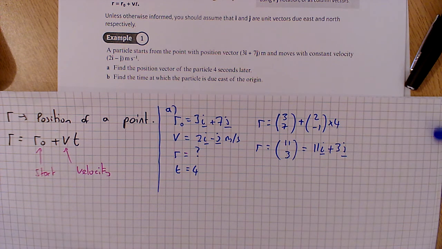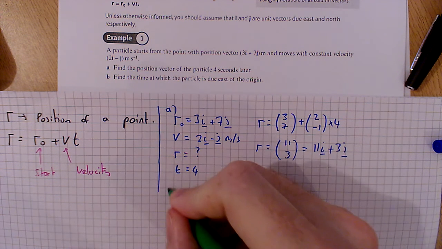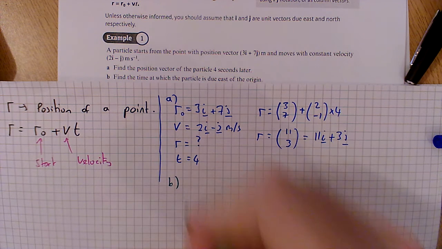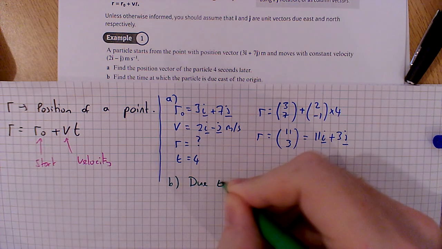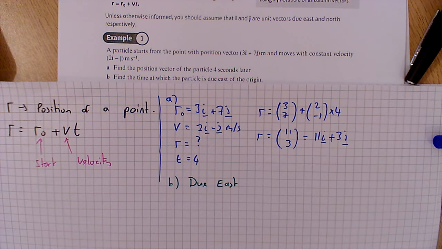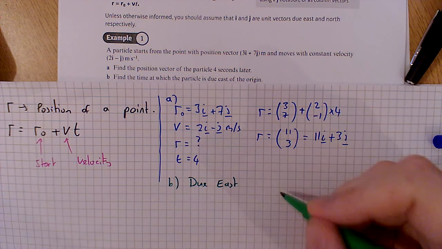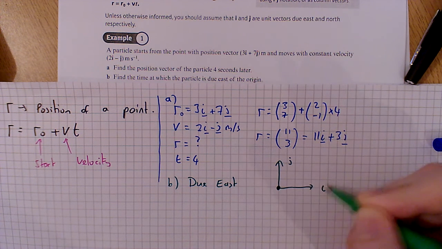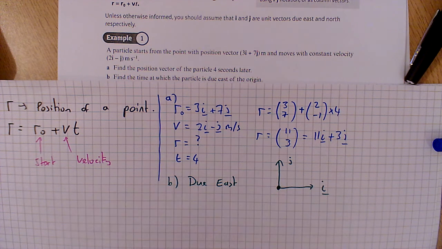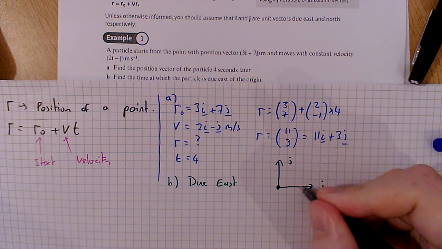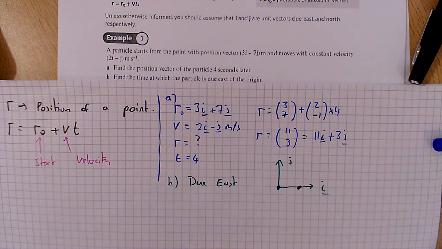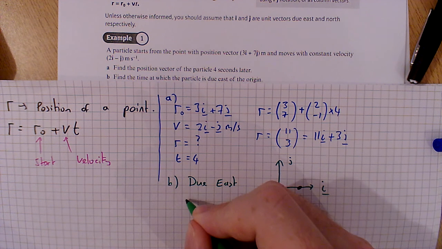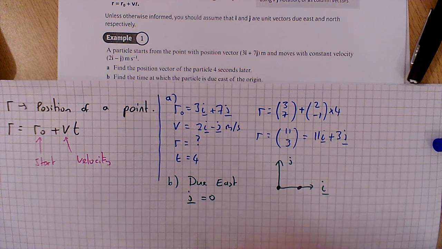Then it says find a time at which the particle is due east of the origin. If it's due east, we've got to think about what that means. If we think about a little diagram, this is the j direction, this is the i direction, and if we're due east, we're somewhere on this line here. The important thing is that if we're just east and not north or south at all, then the j component, the j part, is going to be equal to 0.